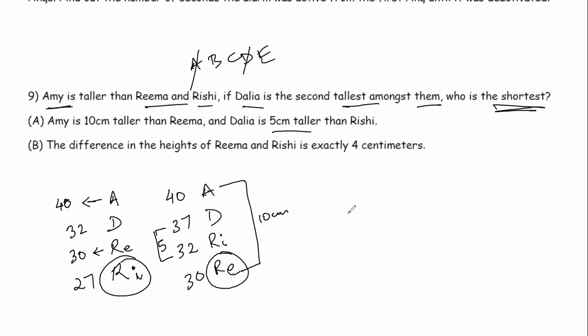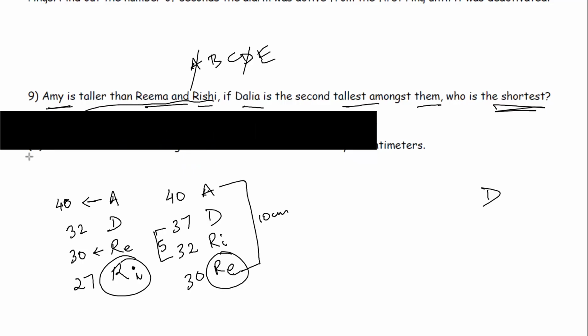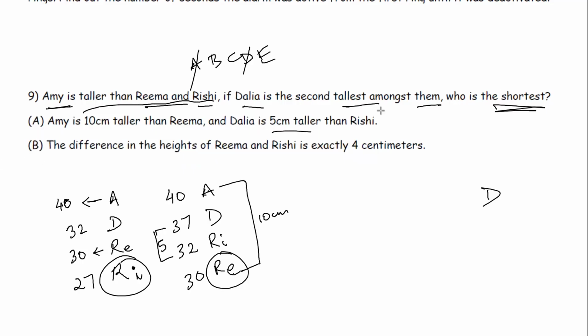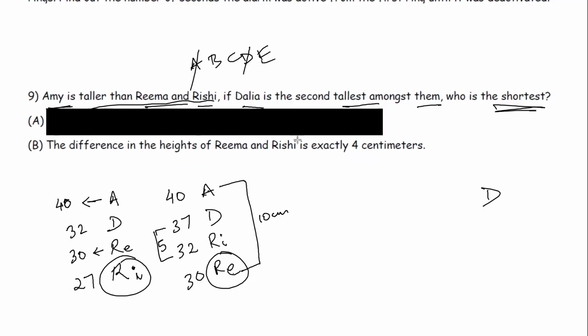Okay, right. So now we look at the second statement. The difference in the heights of Rima and Rishi is exactly 4 centimeters. Now we know the difference is exactly 4 centimeters, but we don't know whether Rima is 4 centimeters taller than Rishi or Rishi is 4 centimeters taller than Rima. So statement B, from the stem, we know that Dahlia is the second tallest, but we don't know anything about the first statement. So if you just hide it, and look at the question.